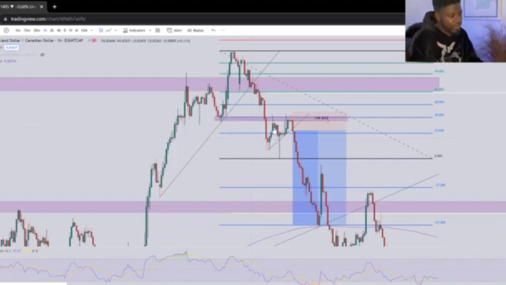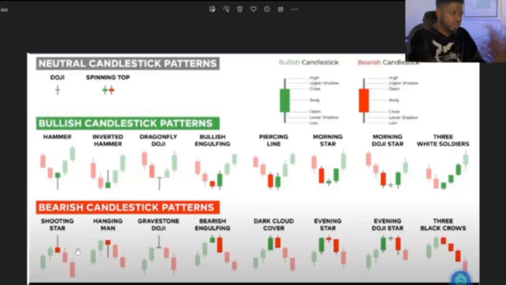You will see when the market came up the first time, it retested. There is no confirmation. When it came up the second time, we had this gravestone doji. Let's go back so that you can see how gravestone doji.